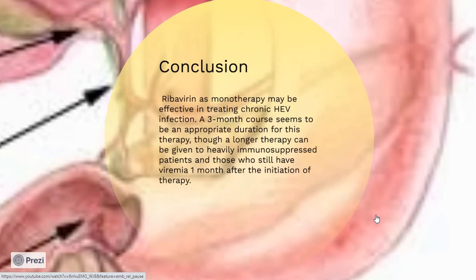Now for the conclusion: Ribavirin as monotherapy may be effective in treating chronic HEV infection. A 3-month course seems to be an appropriate duration for this therapy. Though a longer therapy can be given to heavily immunosuppressed patients and those who still have viremia 1 month after the initiation of therapy. Thanks.